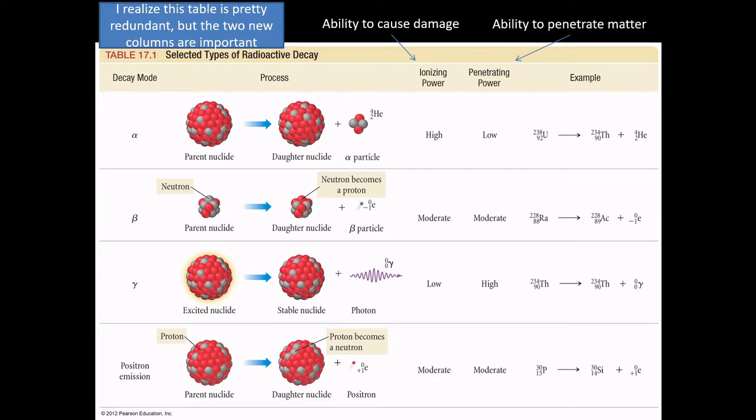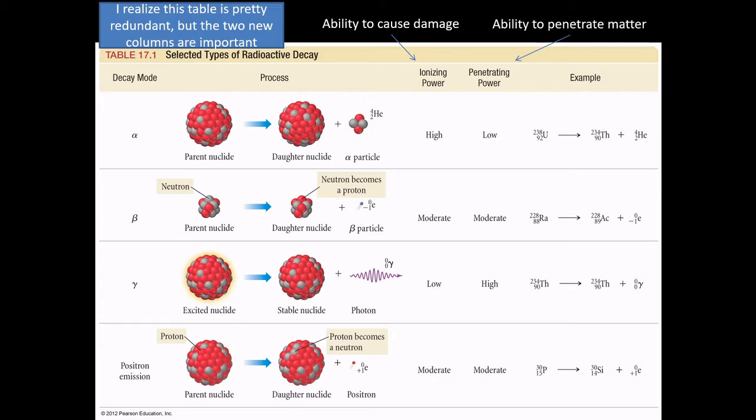And all 4 of these things are going to have slightly different ways that they interact with the world around them. And that's what this slide here is discussing, or at least the portion of this slide that I want to talk about here. So specifically, the ionizing power and the penetrating power of these different kinds of particles. So the ionizing power, as it says here, is the ability to cause damage. So if you get whacked with one of these particles, how much damage will be done?